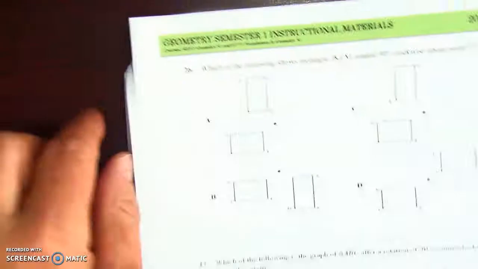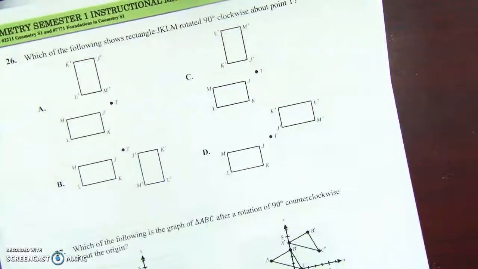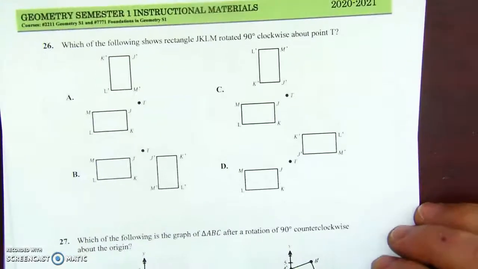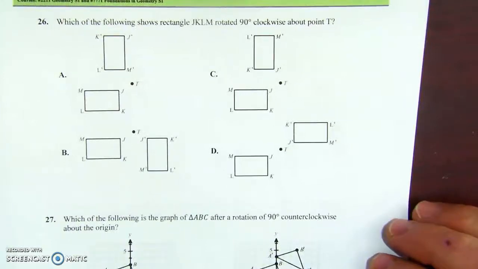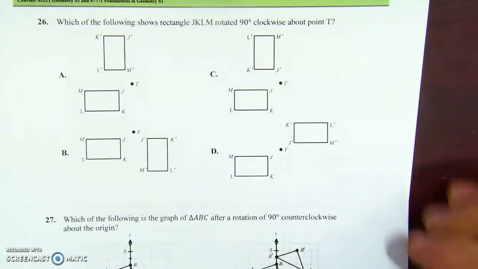Last part of this section here. I'm trying to find my green pen. Oh, here it is. I want to use that one. And I have these questions 26 through 30 that we're going to go over today.